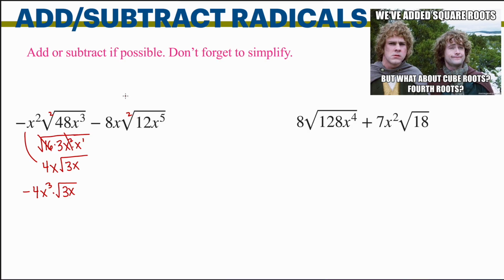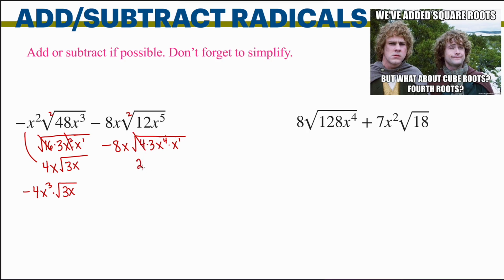Same thing here. I have a negative 8x. 12 can be broken into 4 times 3. And then technically what you could say is 2 goes into 5. You could break it into an even number plus 1 because 4 plus 1 is 5. And so now you can simplify.